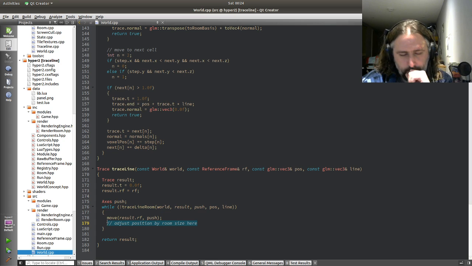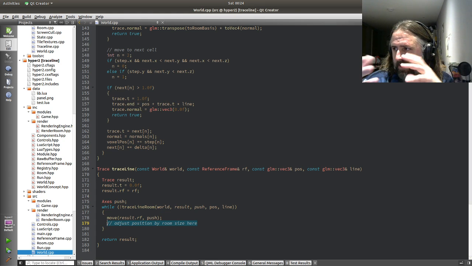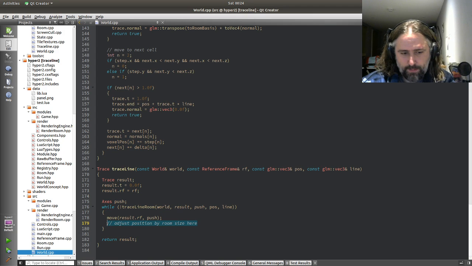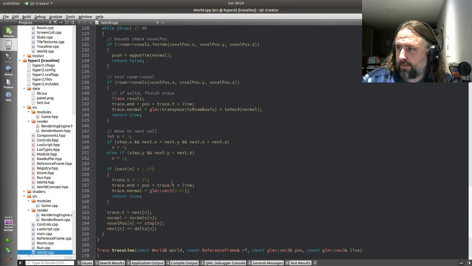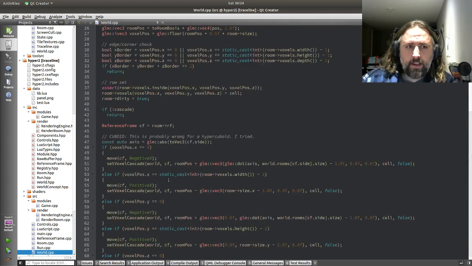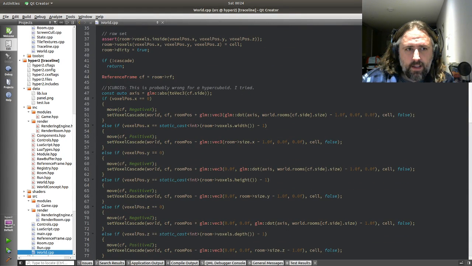That's fine. But if it's a cuboid where all the sizes are all over the place, then how much do you move your coordinates by? And I came up with this. This is probably wrong for a hypercuboid. I tried.